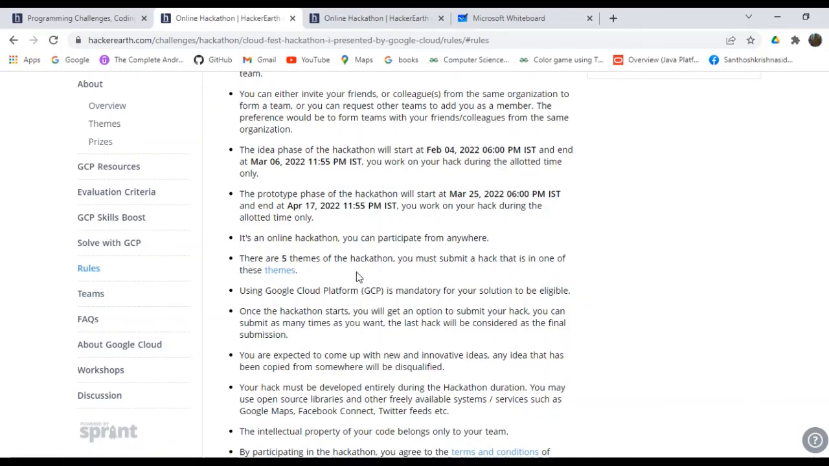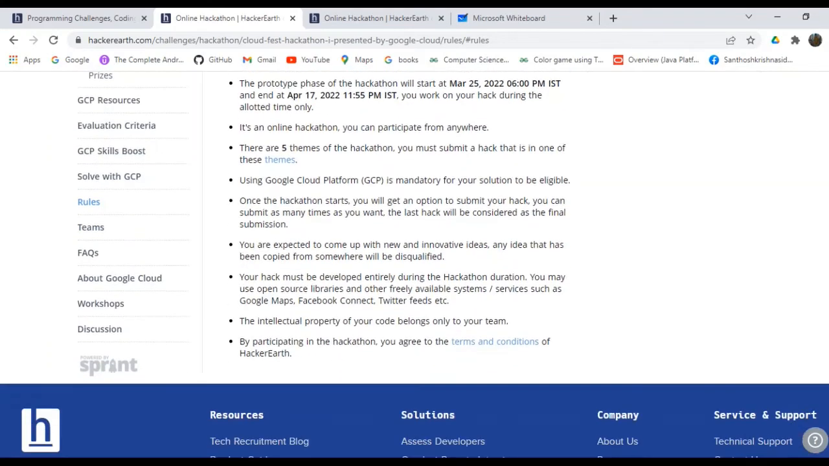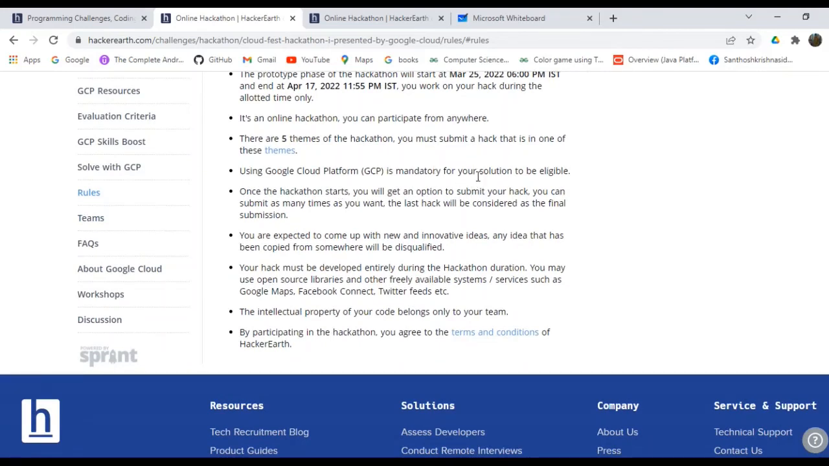So there are 5 themes of hackathon. You can submit one of these themes. The themes have been discussed previously, the 5 themes, and you can add open innovation with GCP. So here using the GCP is mandatory for your solution. Then next, you are expected to come up with new and innovative ideas. Any idea that has been copied from somewhere will be disqualified. So by participating in this hackathon, you agree to the hackathon rules.